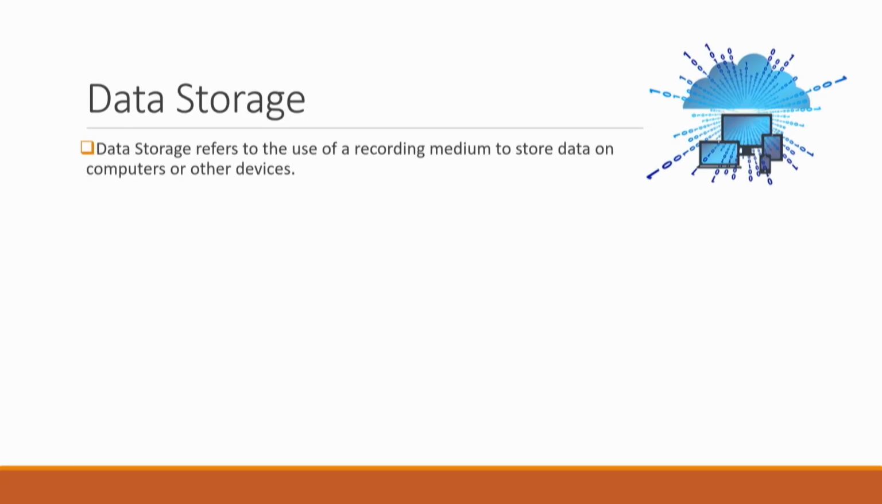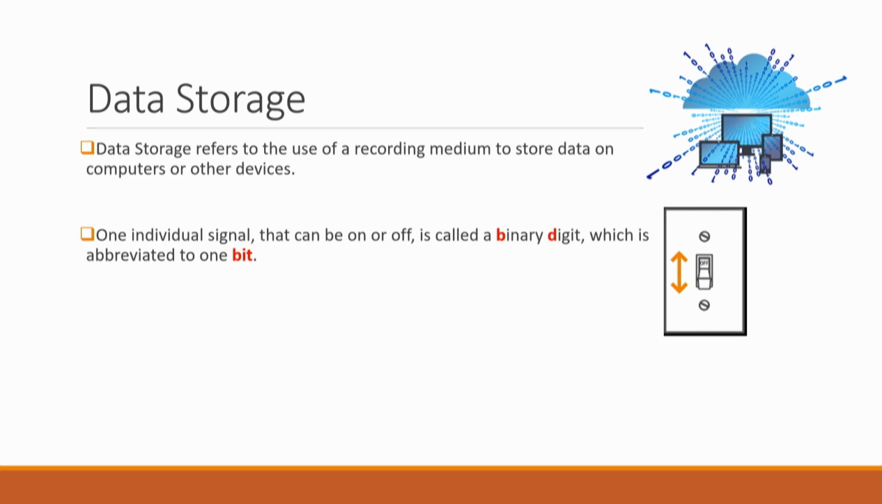In its most basic form, data storage refers to the use of a recording medium to store data on computers or other devices. Everything on a computer is stored using signals which are either on or off. One such signal is called a binary digit or bit for short. The two possible values of a bit are typically written as 1 or 0, or true and false. On a computing chip, they are represented by high and low voltages.